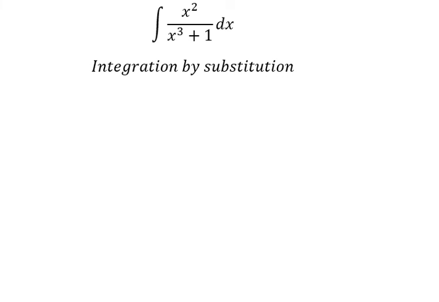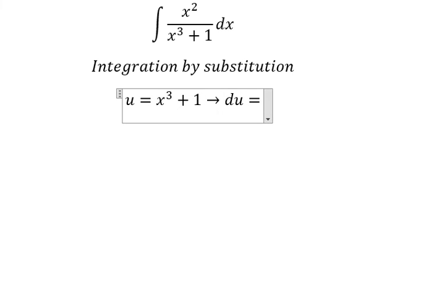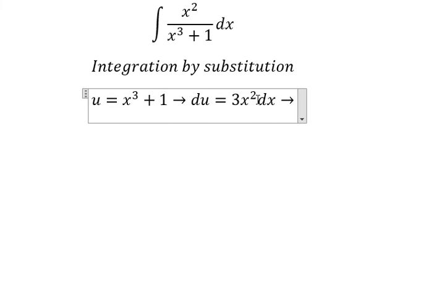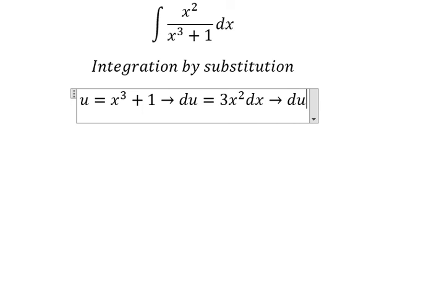So I will put u equal to s to the power of 3 plus 1. If I take the first derivative of both sides, we have du equals the derivative of s to the power of 3. You get 3s squared ds. Because we don't have the number 3, we need to divide both sides by 3.